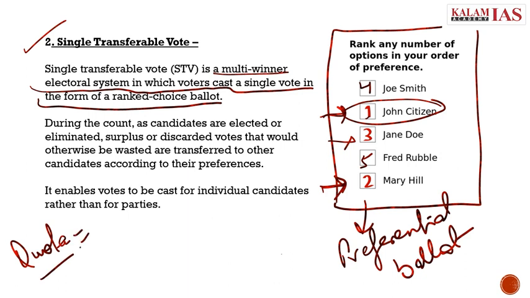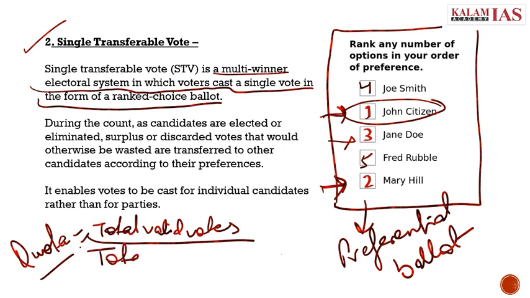We have a formula for quota: total valid votes divided by total seats plus 1, and then 1 is added to the quotient. So this is the quota. Any candidate who exceeds the quota will be declared the winner in the first preference counting.